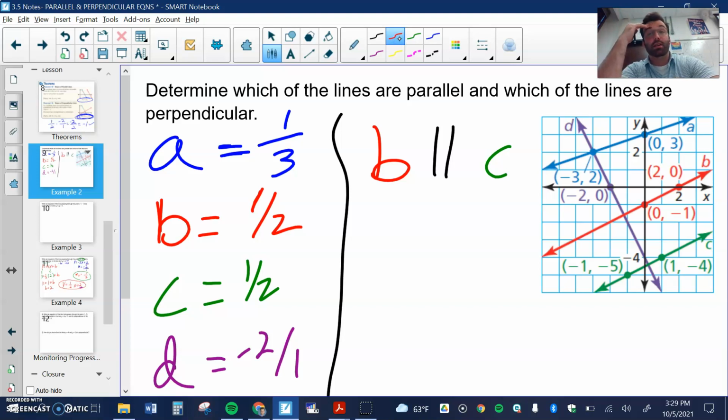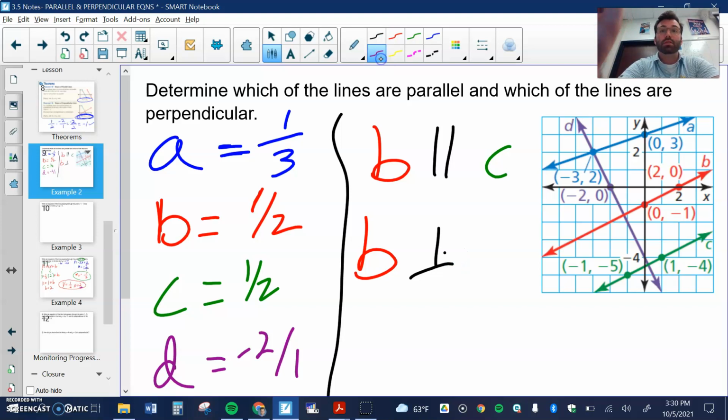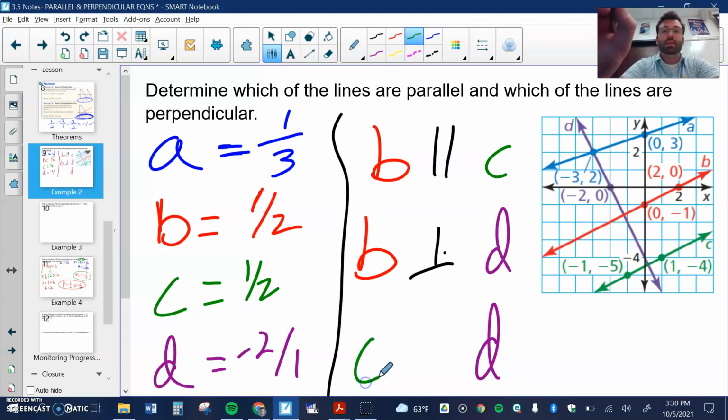Perpendicular lines will have opposite reciprocals. So B is perpendicular to D, and C is perpendicular to D because they have opposite reciprocal slopes.